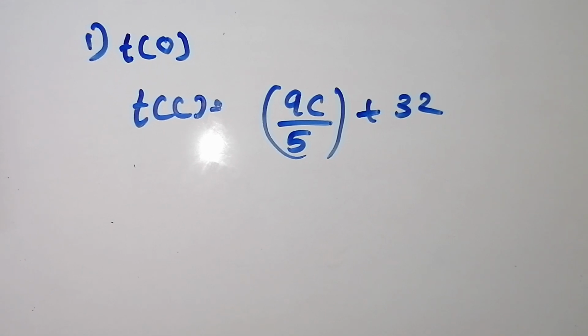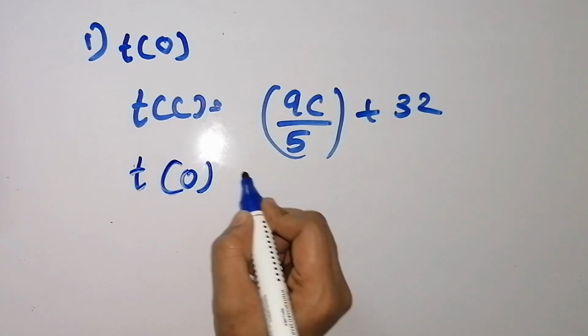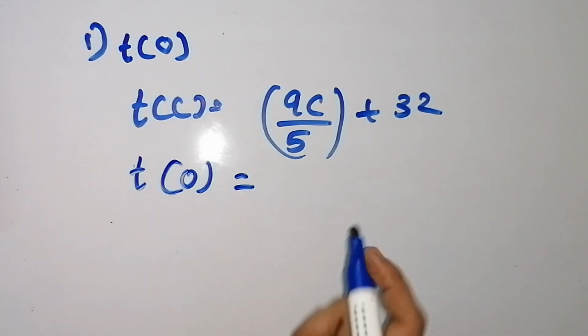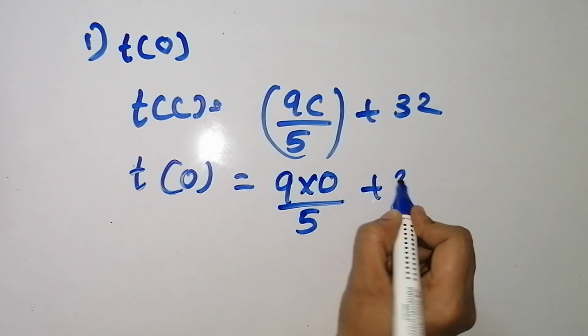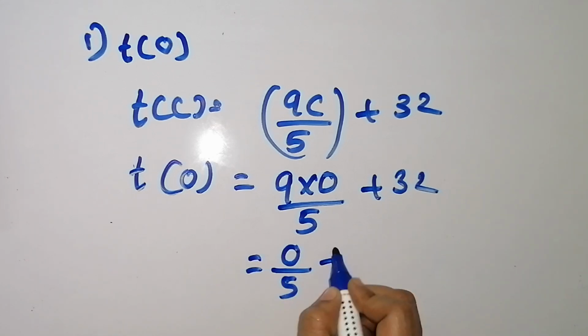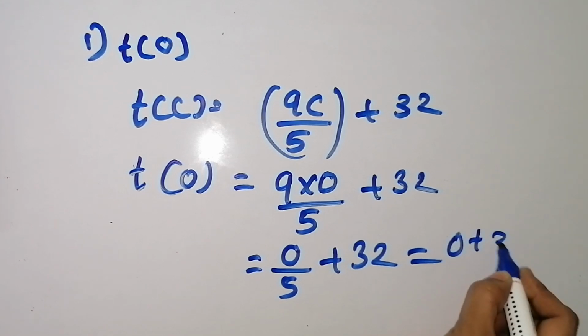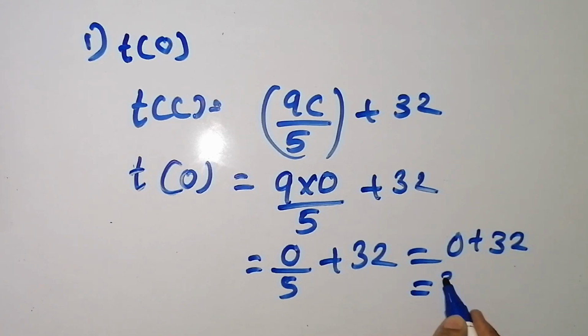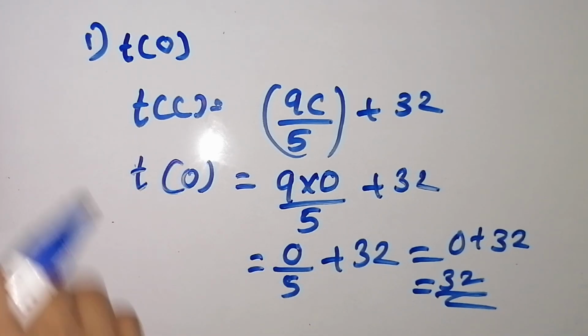We use the same method as the above problem. So we replace the c with 0. We have to find the value of t of 0. So that is 9 into 0 divided by 5 plus 32. We know that 9 into 0 is equal to 0. 0 divided by 5 is equal to 0, plus 32. 0 plus 32 means 32. 32 is our answer. This is a very simple form.